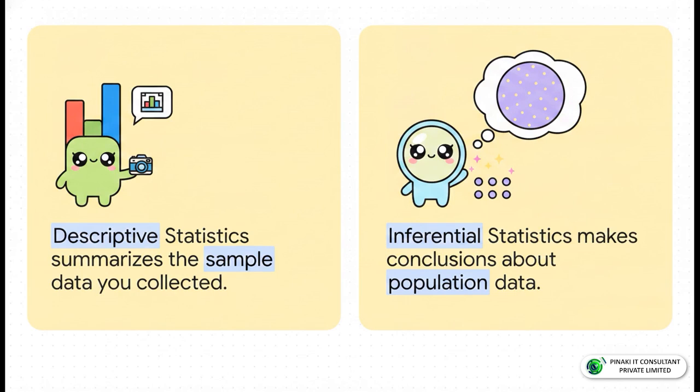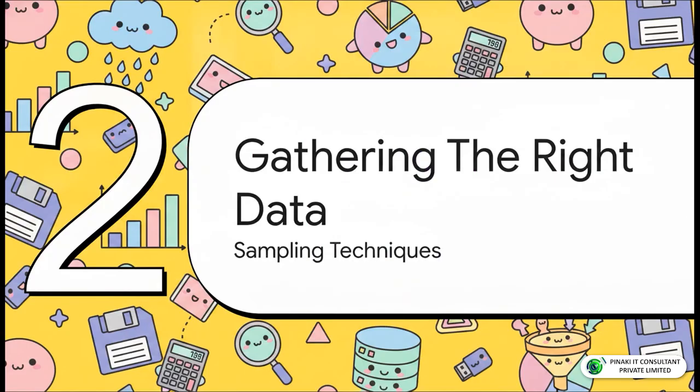Now, this whole process actually splits into two really distinct paths. First up, we've got descriptive statistics. This basically summarizes the sample data you've actively collected. It's like taking a snapshot of what's happening right now. Then, inferential statistics takes the baton. This helps you conclude things about your entire market. You're basically using that small sample to make these incredibly powerful predictions about the broader population. Pretty cool, right? Moving right along to Section 2, gathering the right data.